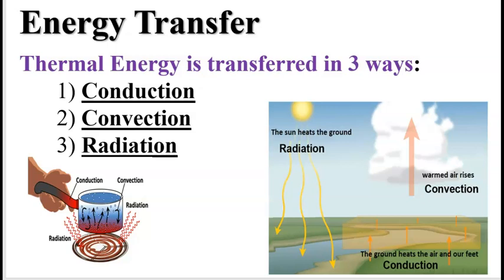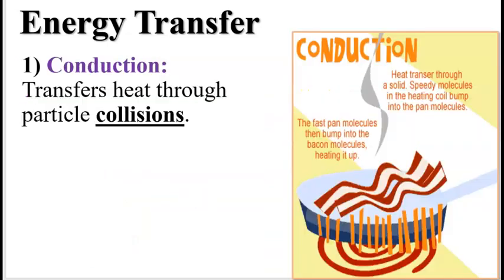All right, when we're talking about thermal energy, it can be transferred in three different ways: conduction, convection, and radiation. So we see this cloud that's showing convection, warm air rising. The ground heating the air and our feet is conduction, and the sun heats the ground through radiation. We're going to talk about them a little more specifically.